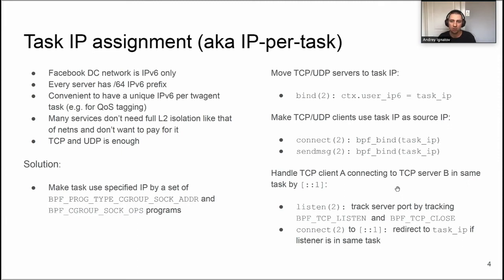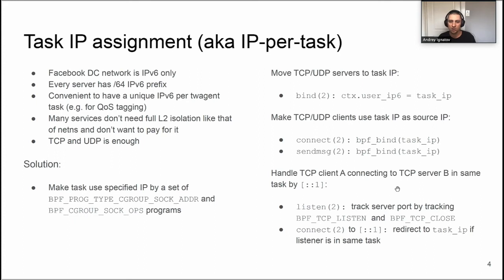The server part is handled by the bind program, so that, for example, a wildcard address passed to bind by a TCP server will be overridden by the task IP. The client side is handled by connect and sendmsg programs, so that outgoing TCP and UDP traffic goes from the task IP instead of an IP chosen by the kernel.